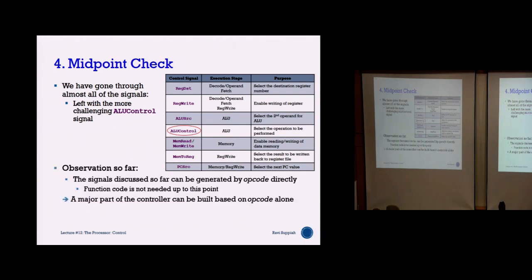Okay, and we saw that except for the branch instruction, the rest of it can be decided immediately with the opcode. Just by looking at the opcode, I will be able to know whether I need to do an R-type instruction or whether it's an I-type instruction. Okay, so now I'm going to look at the ALU control.